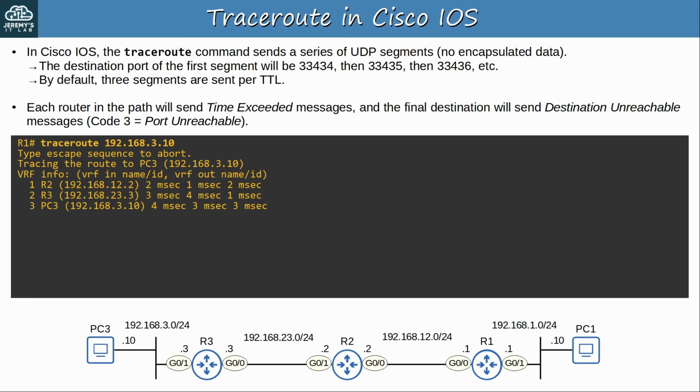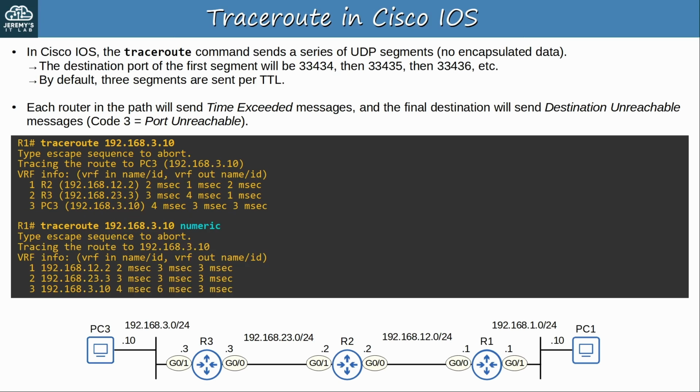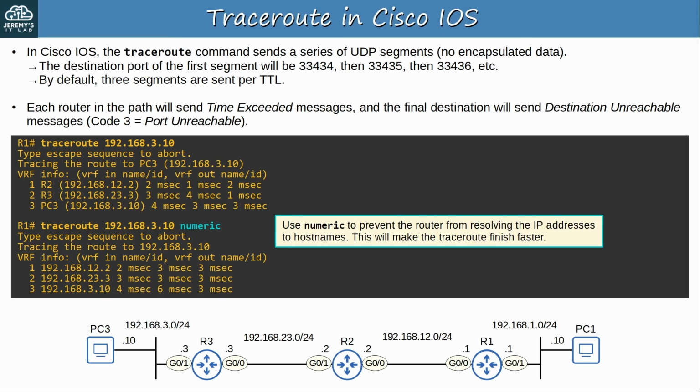So this time from R1, I sent a traceroute to PC3. Note that it automatically converted the IP addresses to host names. That's useful when you can get that information. However, as I said before, it can make the command take a long time, especially when it can't resolve the host names immediately. So you might want to add numeric to the end of the command to speed it up. You can use numeric to prevent the router from resolving the IP addresses to host names, like adding -d to the command in Windows.